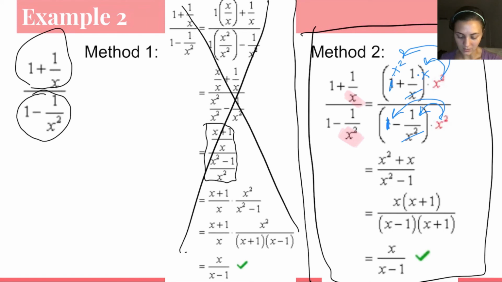And so that's how we get x squared plus x in the numerator, and then x squared minus 1 in the denominator. At that point they factored. Ooh, our factoring skills. They factored, they're able to cancel out x plus 1 to get x over x minus 1. So I recommend you copy down method 2 to learn that one a little better.